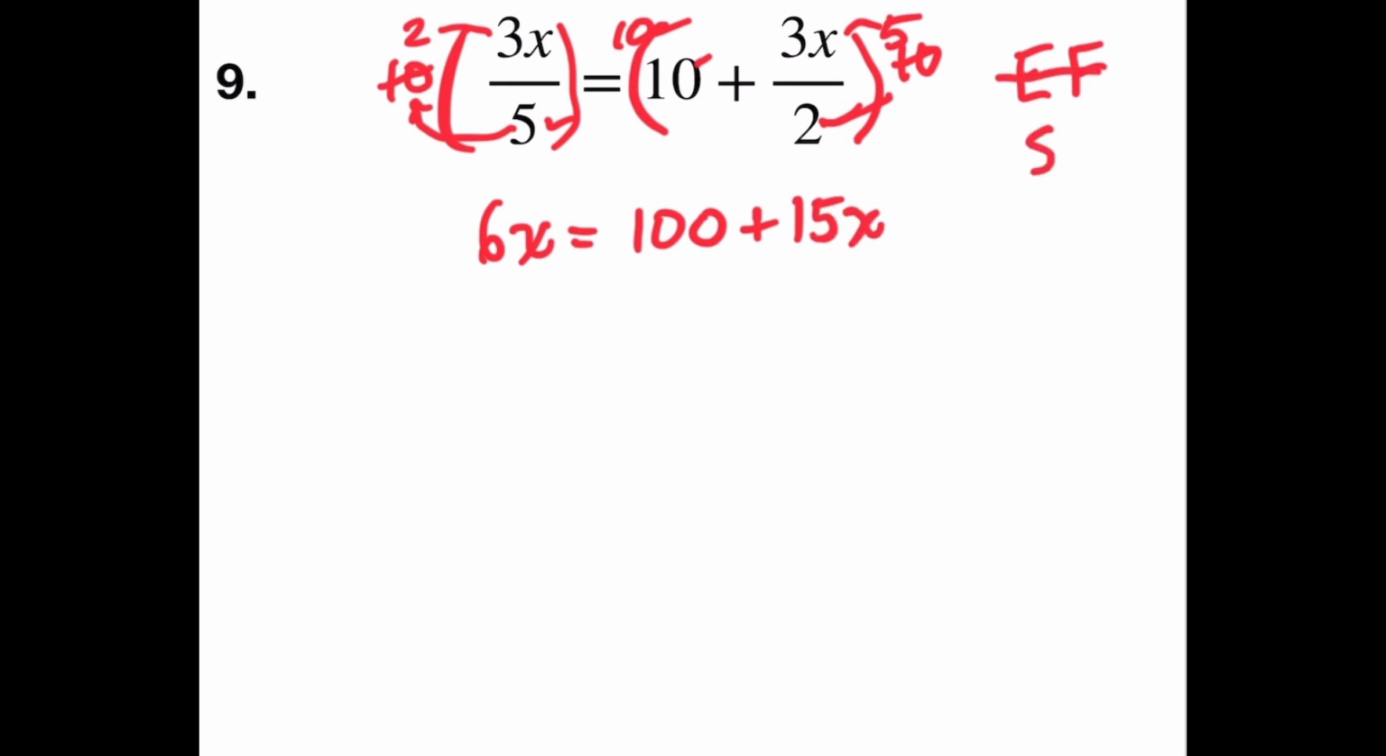Step 2 is simplify sides. Both the left side, 6x, and the right side, 100 plus 15x, are already simplified. So that step is complete.